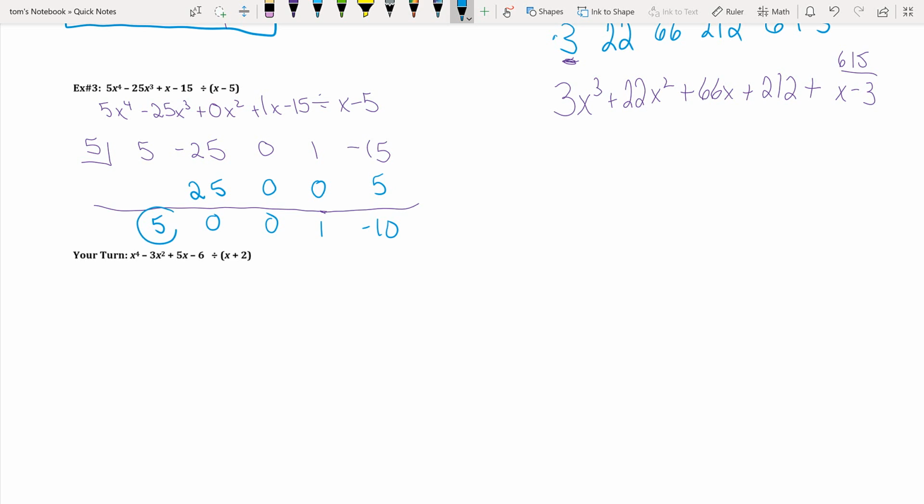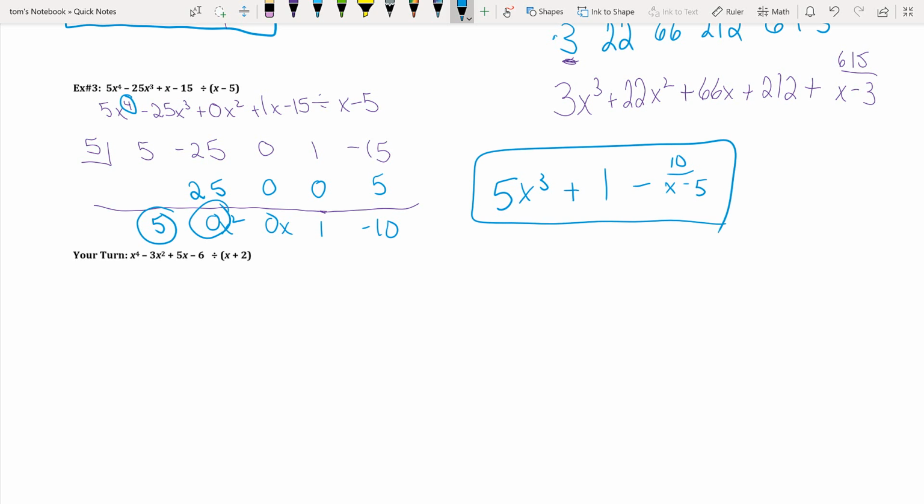And remember, this 5 is going to be the first coefficient, but it's going to go with x to the 3rd. It's going to go down one exponent. So it's 5x to the 3rd plus 0x squared. We don't really need to write that. Plus 0x plus a constant of 1 with a remainder of 10 left over. We always write, remember, the remainder over the original divisor.